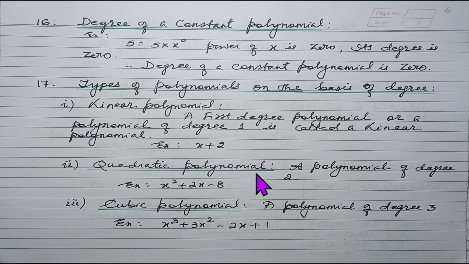Then we have a quadratic polynomial. A polynomial of degree 2 is called a quadratic polynomial. If you look at this example, x square plus 2x minus 8 is a trinomial. The highest power is 2, its degree is 2, therefore it's a quadratic polynomial. Then cubic polynomial, a polynomial of degree 3. x cube plus 3x square minus 2x plus 1 is an example of degree 3, and therefore it's a cubic polynomial. So that is how we classify the polynomials on the basis of degree.